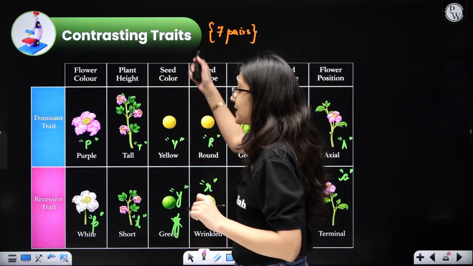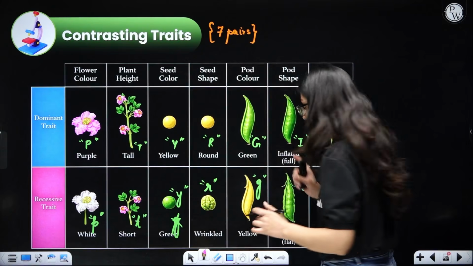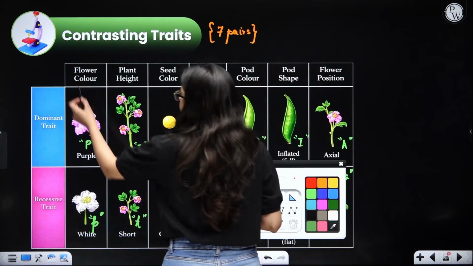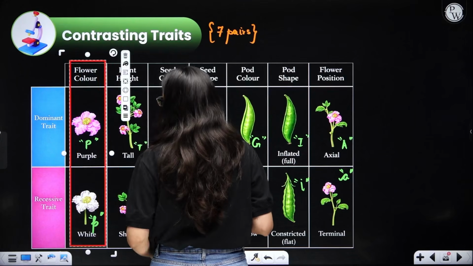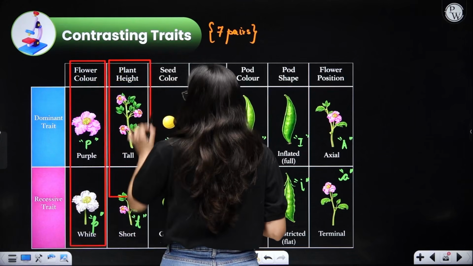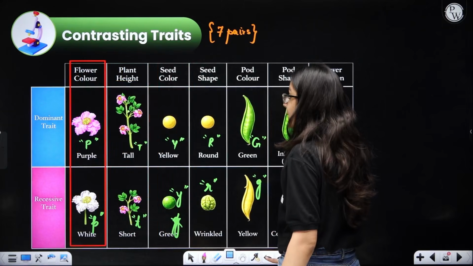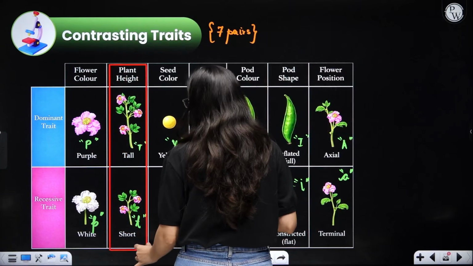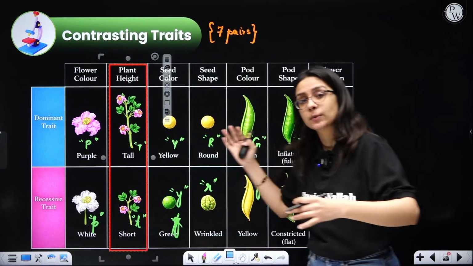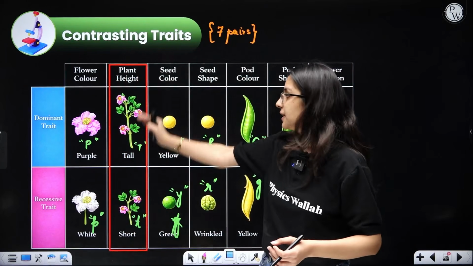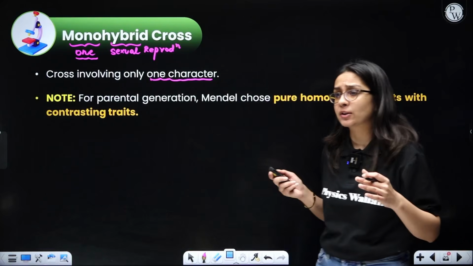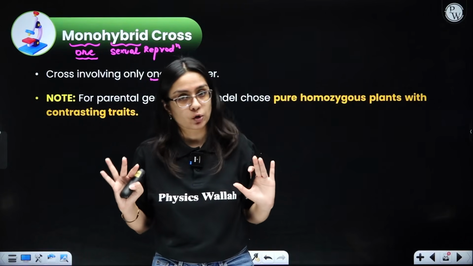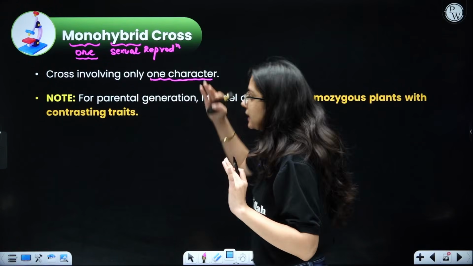So out of these 7 pairs of characters, Mendel chose only one pair of character for the time being. You could think of it to be this one. This is also one particular character. You could choose this one also. You could choose this one also. But Mendel only at one particular time did one character, which was this. He went with this one, which is most famously studied, although he did with all of it, but the most frequently studied is the plant height. So in a monohybrid cross, you only have to consider one character and forget about everything else. Got my point? So that is what was being done in monohybrid.